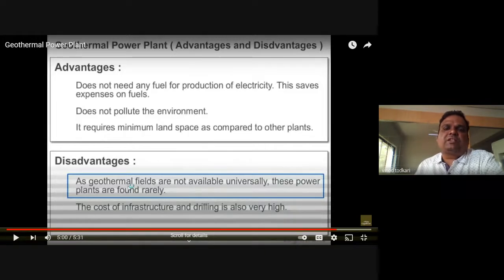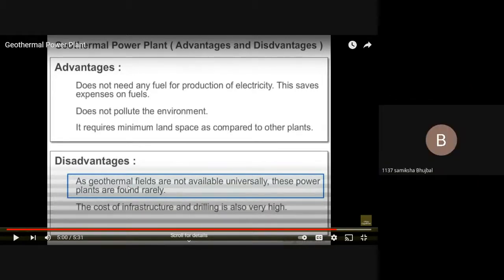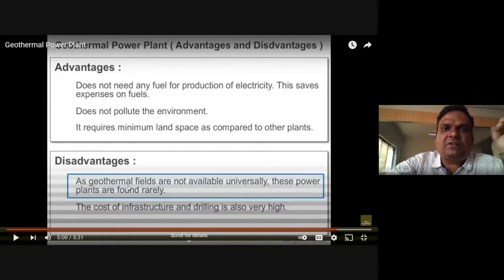If you want to install a geothermal power plant, what is the first thing that will come to your mind? Geothermal fields. Excellent. Availability of geothermal fields.